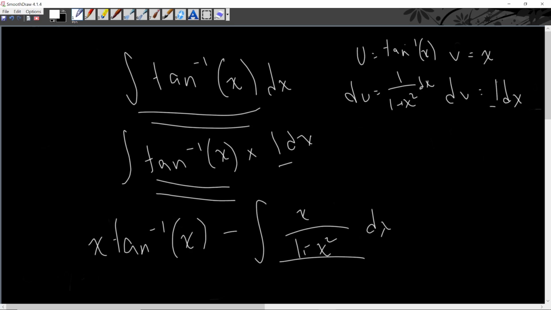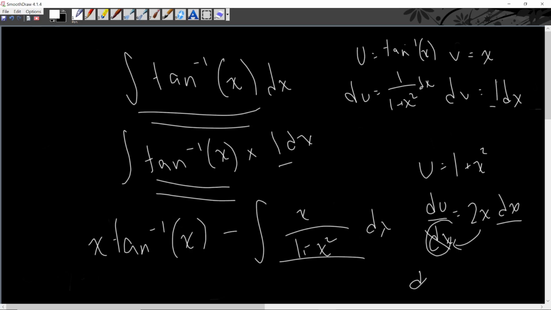So let's write that out. We have u equals 1 plus x squared. So let's differentiate with respect to x. So du dx is equal to 2x. So we can simply multiply. du is equal to 2x dx. And we'll solve for dx. So we're just going to put that 2x back down. We have dx is equal to du over 2x.